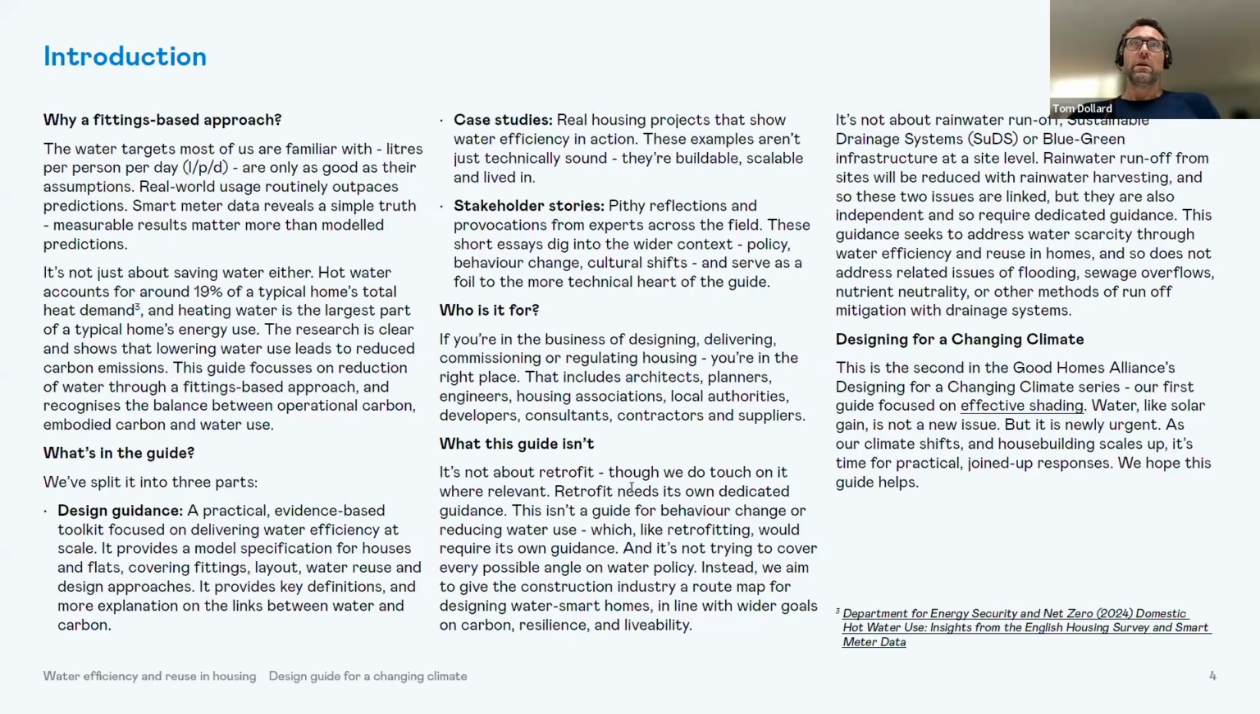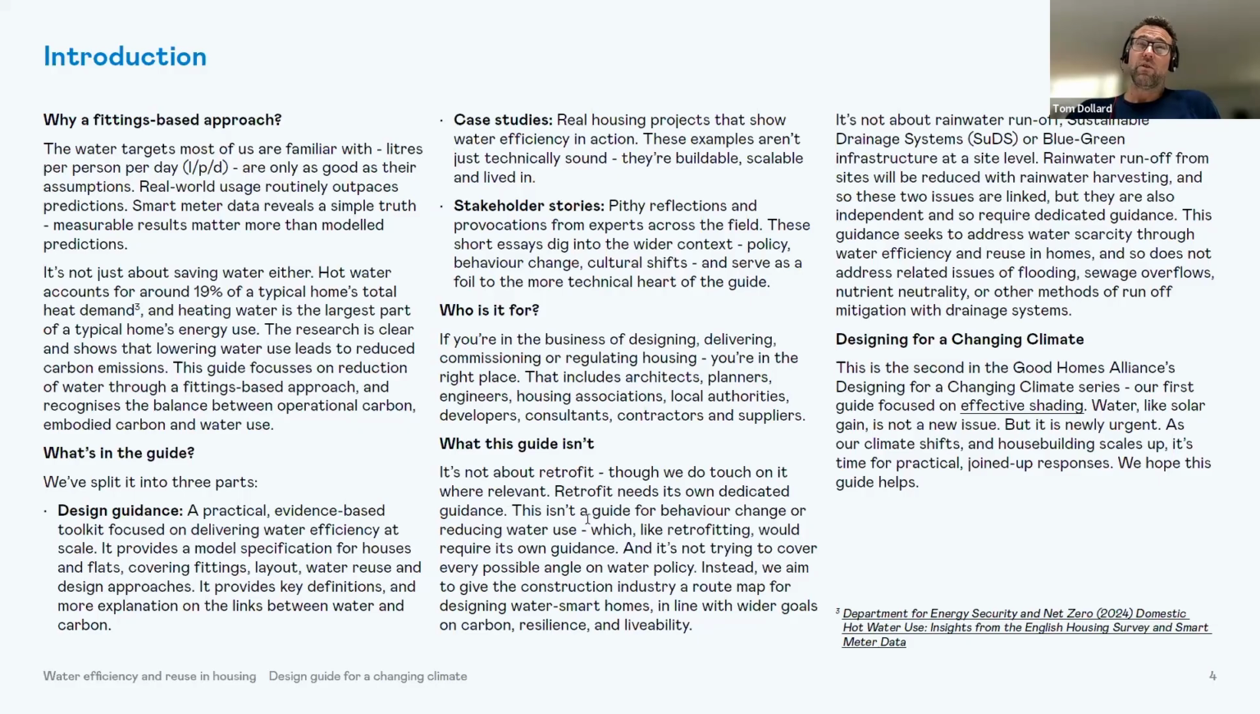Who's it for? Well, I think it's quite clear. It's architects. It's really Good Homes Alliance members. So again, it's multi-disciplinary, but with a focus on the clients, so housing associations, local authorities, and planners who are going to be looking at this and setting these standards.